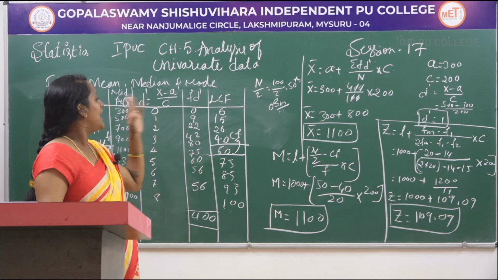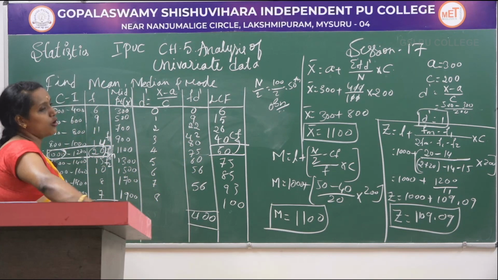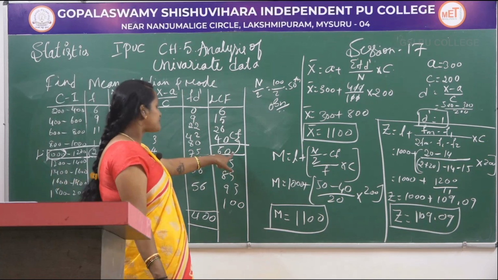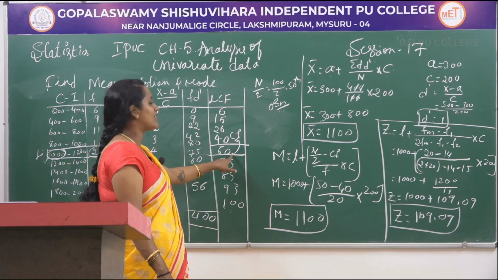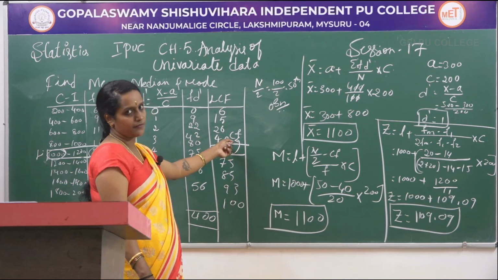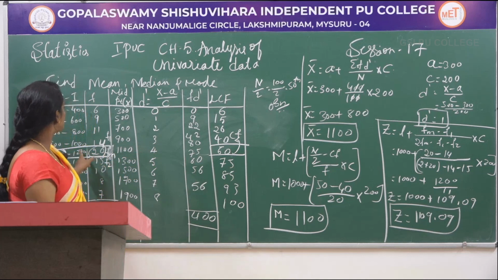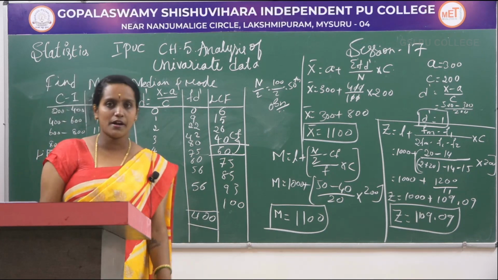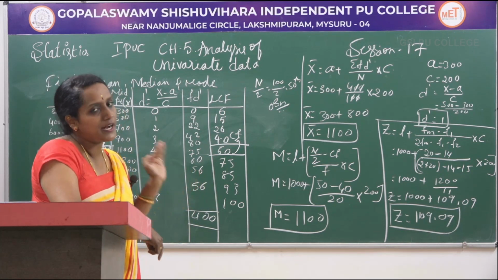Substitute the values. L is the lower limit of the class interval, n by 2 we have already calculated, that is 50. CF will be the previous one to the interval we have taken. Here we have considered 60, so the previous one will be your CF, cumulative frequency, that is 40, and f is the corresponding frequency in the same interval, that is 20, and the width of the class interval is 200. After simplification, you will get the median as 1100.